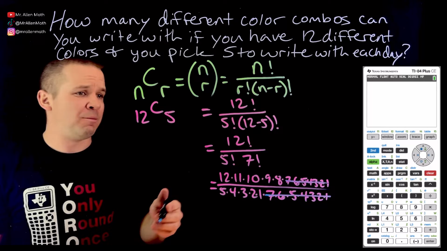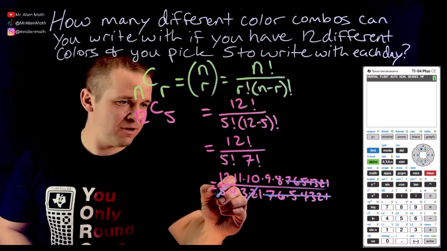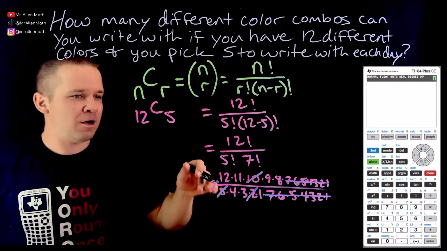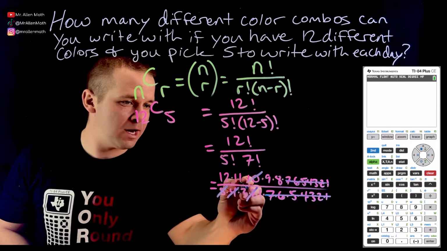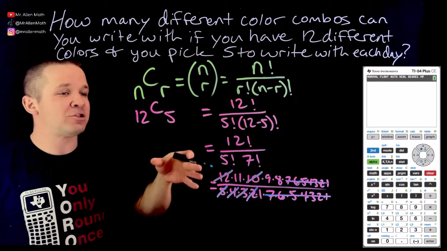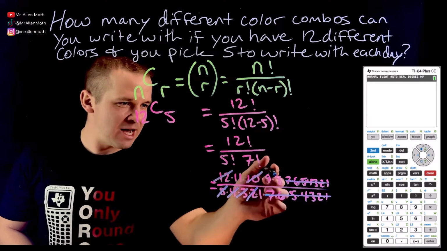Nice. Let's see here. I see a 2 and a 5. That's 10. Boom. Numerator, denominator, gone. All right. I see a 4 and a 3. That gives me 12. Dang, I just cut out so much stuff right here, and now I'm just left with, it looks like 11, 9, and 8.